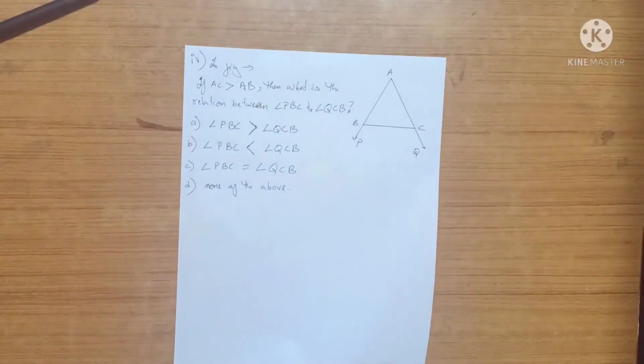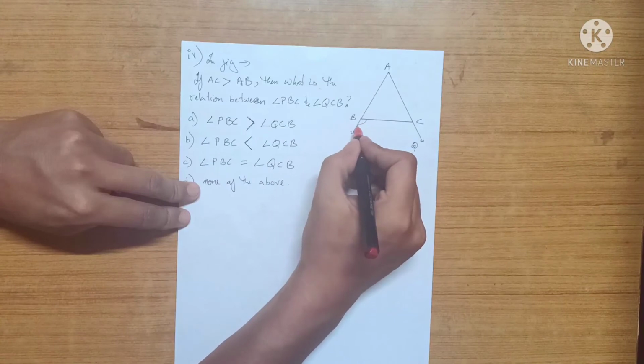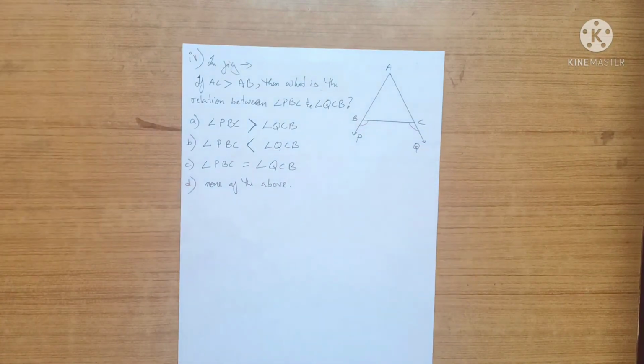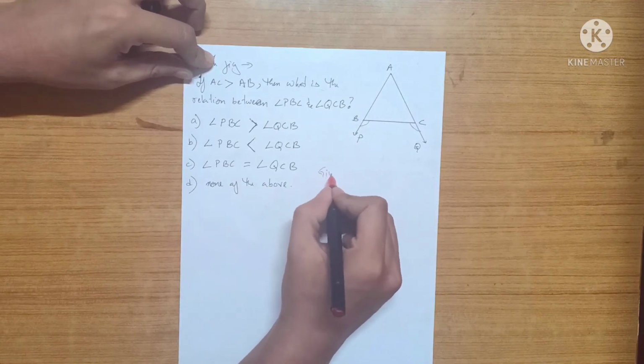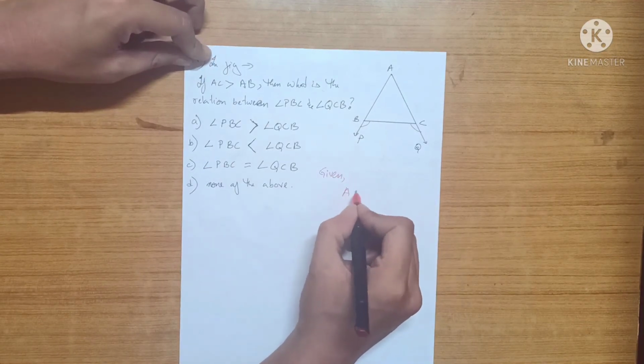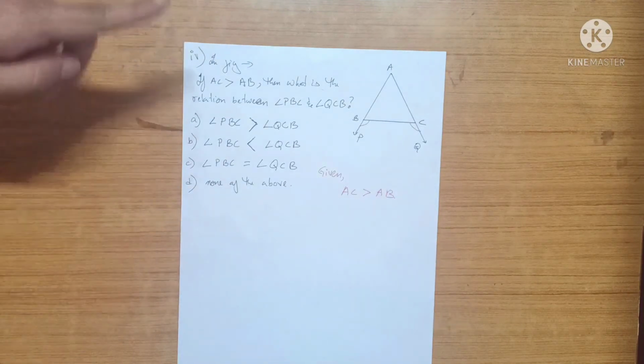And then we have one last question, Roman number 4. In this given figure, AC is larger than AB. Then what is the relation between angle PBC and angle QCB? So between this angle and this angle they're asking. And given is that AC is larger than AB.